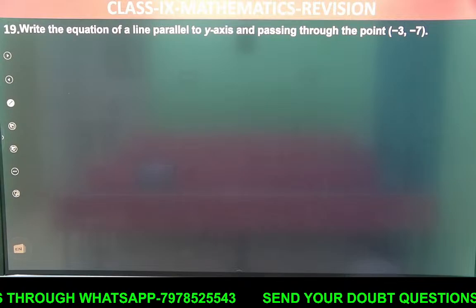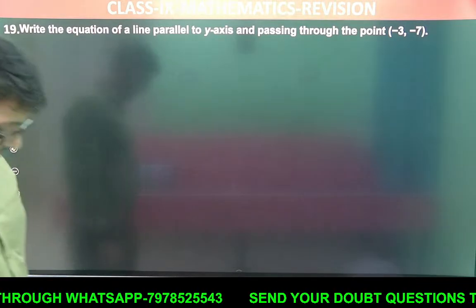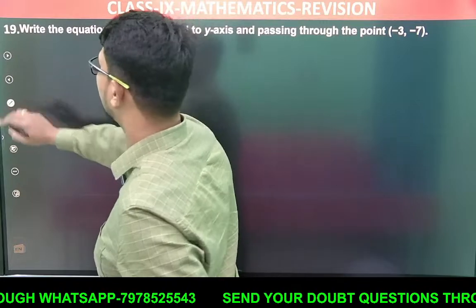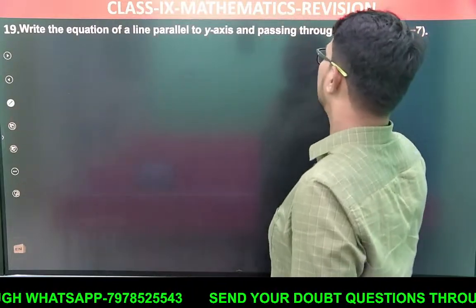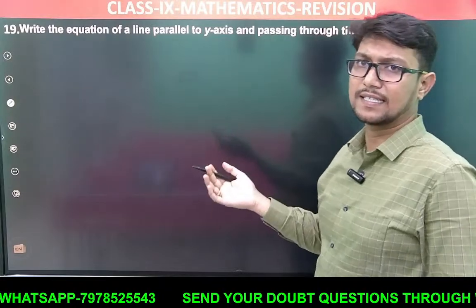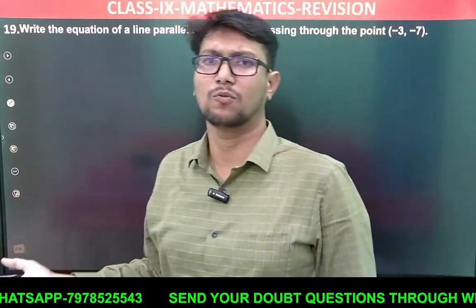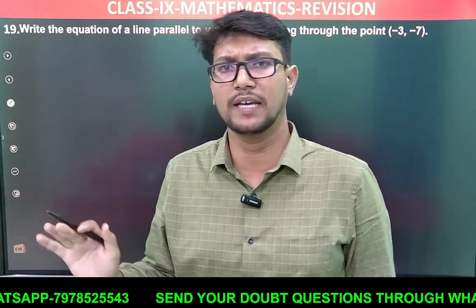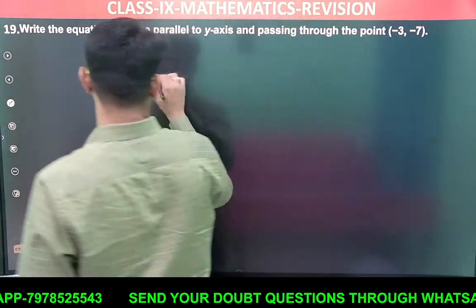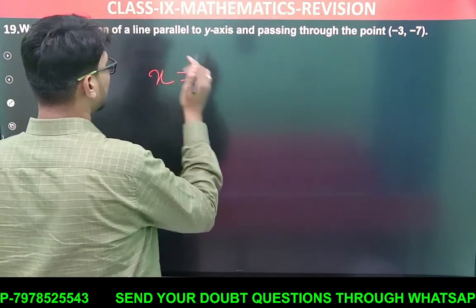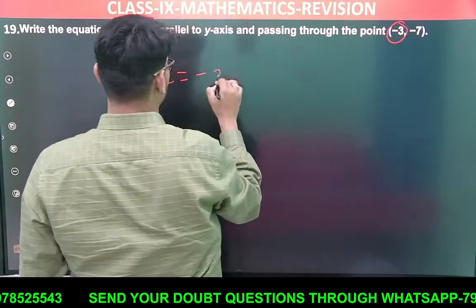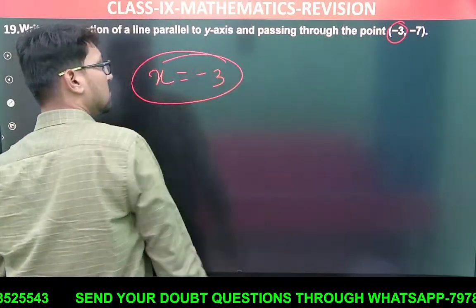Have you found it? This question is very simple. We have already discussed, whenever a line is parallel to the y-axis, x is constant. Y could be anything, no matter. But x is constant. We have already discussed that x is equal to a constant. So here x will take the value minus 3. X equals minus 3.